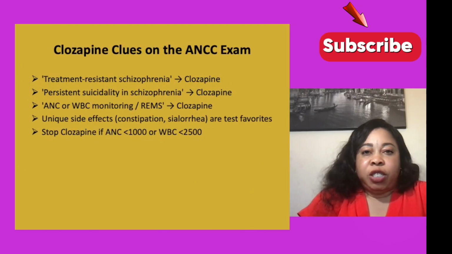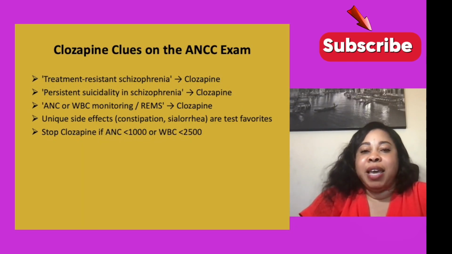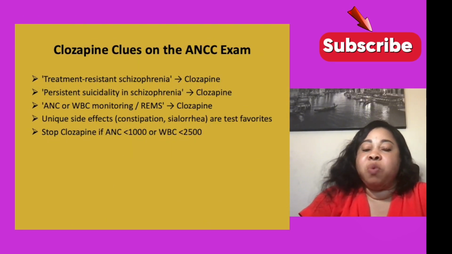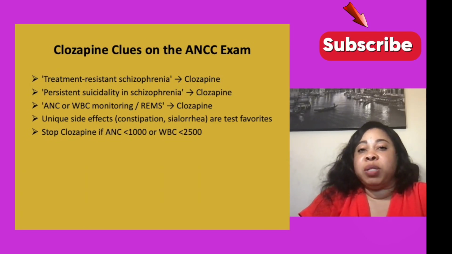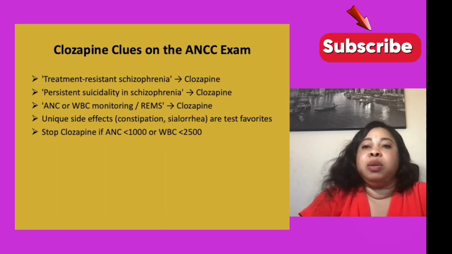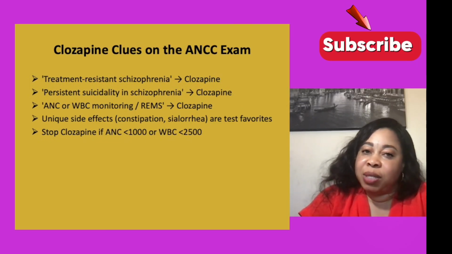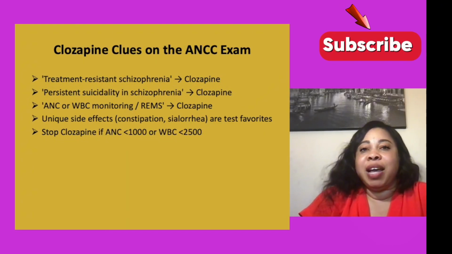So if you see treatment-resistant schizophrenia, persistent suicidality, ANC or WBC monitoring, or REMS in a question stem, the answer is clozapine. Numbers to memorize: you stop clozapine if ANC is less than 1,000 or if WBC is less than 2,500. Test favorites also include constipation and nighttime drooling.